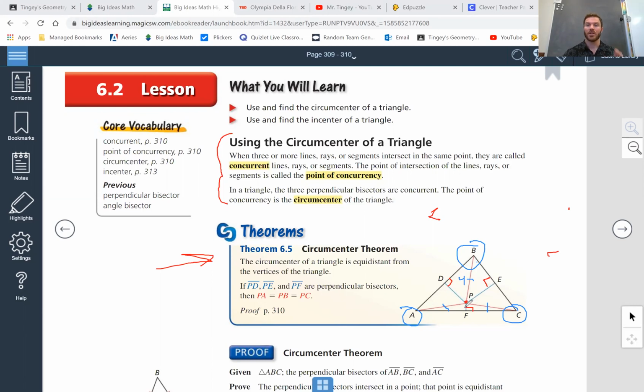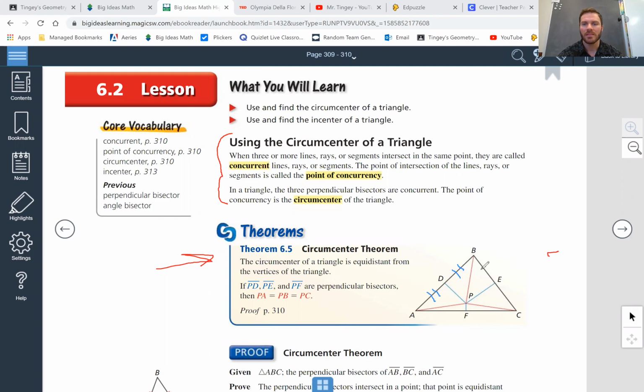Perpendicular bisector. I forgot to mention one point. Bisector means it cuts the line into 2 equal halves. That was probably something I should have shared earlier, sorry. So you know perpendicular means it cuts at a 90-degree angle, but you also need to know bisector means it's cutting this line in half. So this is congruent with this one.